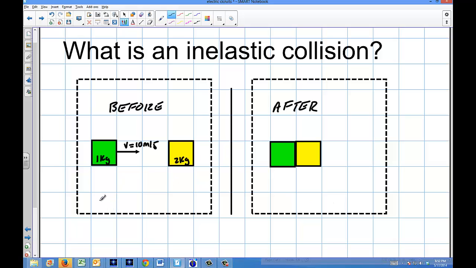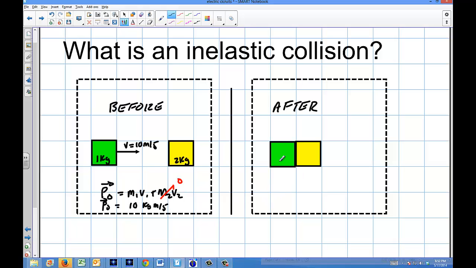So the P initial of this whole system, which is the momentum, is the mass times velocity of the first one plus mass times velocity of the second one. Well, the second one's not moving, right? So the total momentum of this system is just going to be 10 times 1. If I wrote that up here, my initial momentum, letter P is momentum, is going to be 1 kilogram times 10, or 10 kilogram meters per second. So for the whole system, that's the momentum.